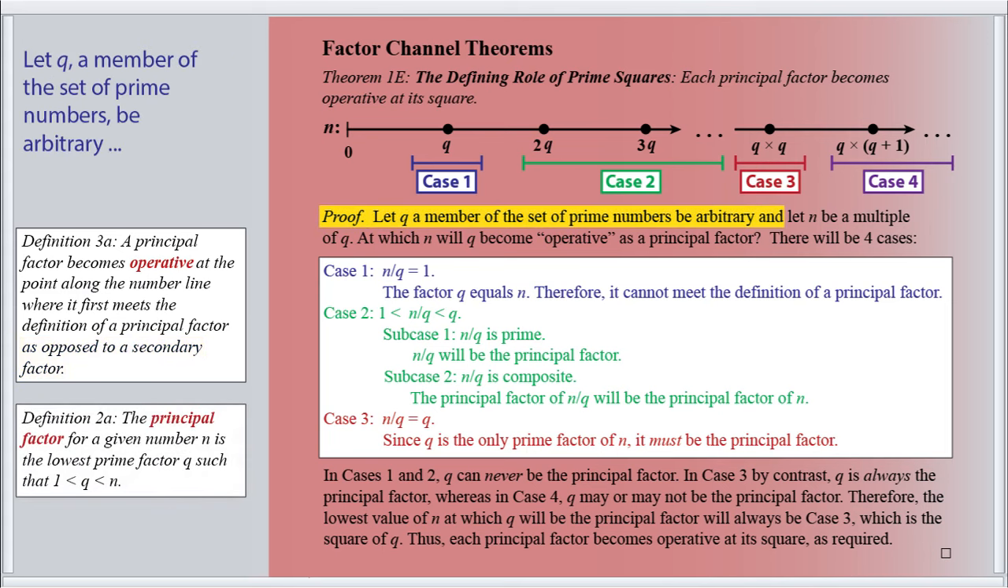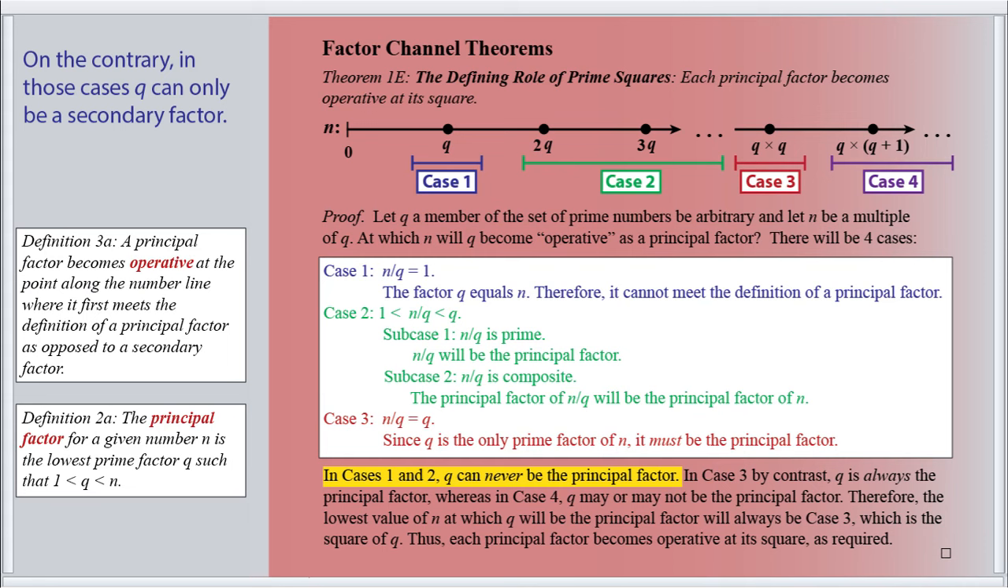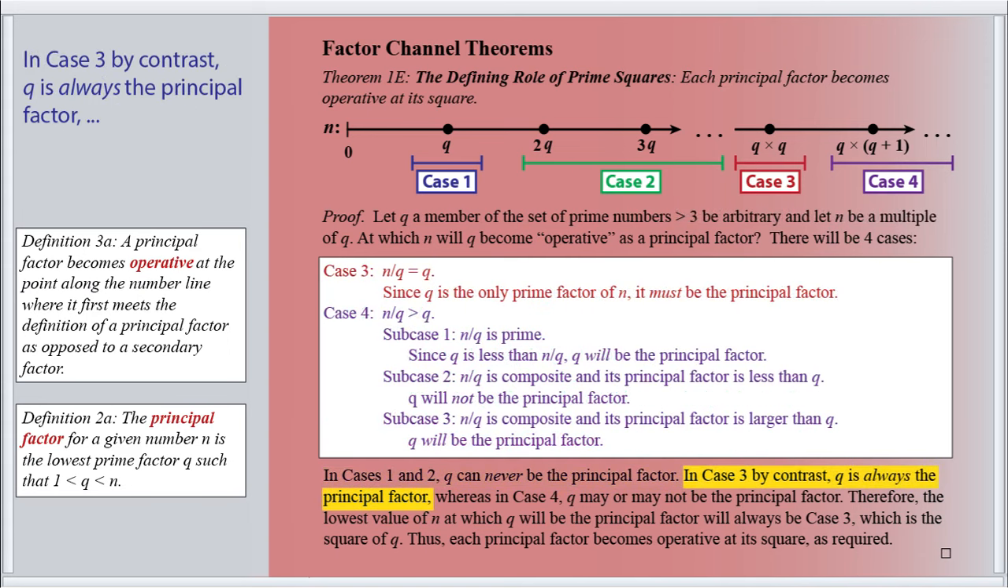Proof. Let q, a member of the set of prime numbers, be arbitrary, and let n be a multiple of q. At which n will q become operative as a principal factor? There will be 4 cases. In cases 1 and 2, q can never be the principal factor. On the contrary, in those cases q can only be a secondary factor. Since the number that multiplies q is always smaller than q, either it or its principal factor will be the principal factor of n. In case 3, by contrast, q is always the principal factor.